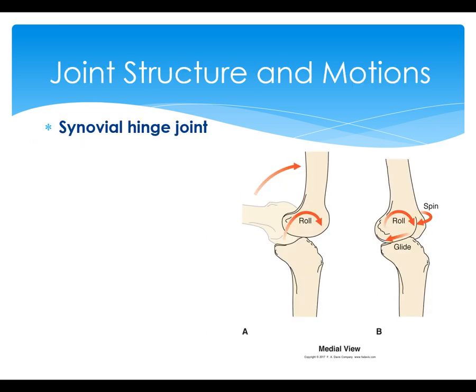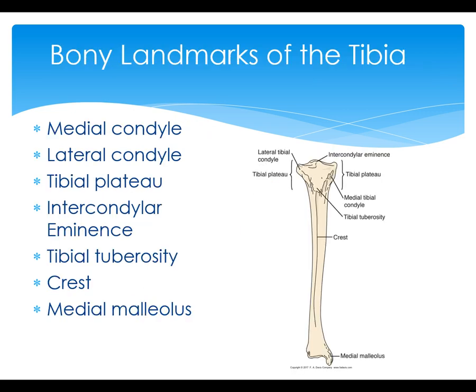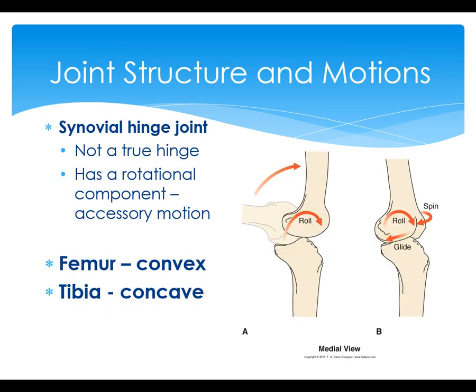So this is kind of the joint structure and the motions available. The knee is a synovial hinge joint, though it's not a true hinge joint. It does have somewhat of a rotational component. It's an accessory motion. What you need to know is that the femur is convex, the tibia is concave. So we're going to talk about the screw home mechanism, which is that rotational component, here in just a little bit.